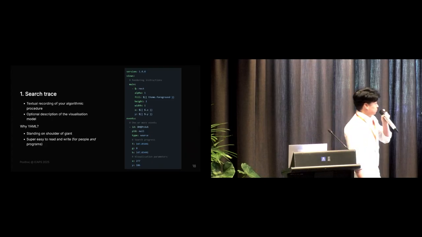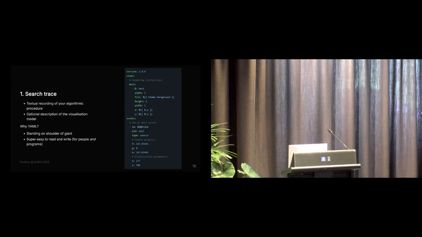So search trace looks like this. It is a textual recording of your algorithmic procedure and an optional description of the visualization model. The event section there is a recording. That is what's produced by your solver. And on top there is something you write to explain how to convert those events into visualizations. Again, we'll look at this in a second.